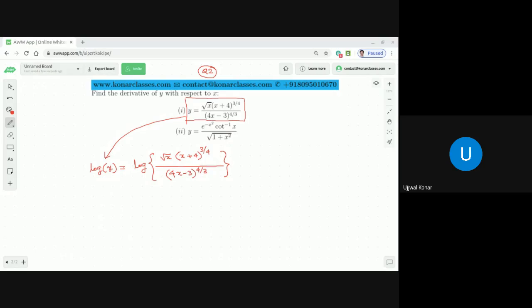Now the point is that if you look into it, log y is equal to, now, if we concentrate on this, log of m by n is equal to log m minus log n. Correct or not? So what will be log m? Log of square root of x into x plus 4 power 3 by 4, minus log of 4x minus 3 power 4 by 3. Correct? All of you agree with me? Divanshu?